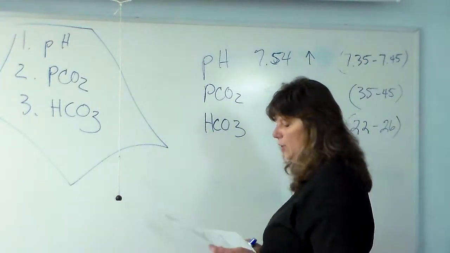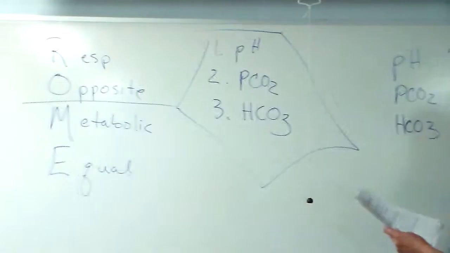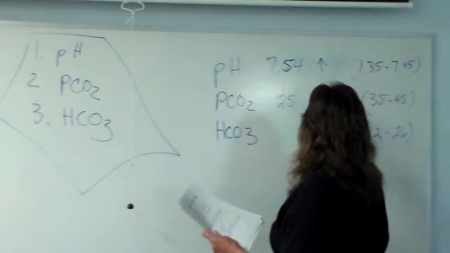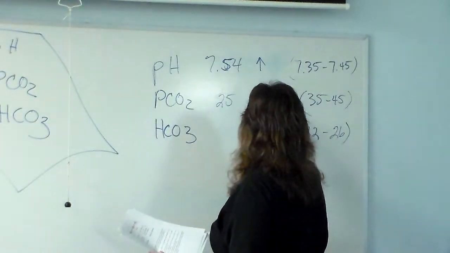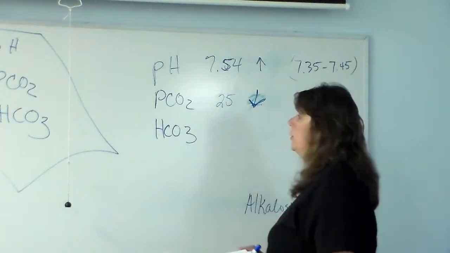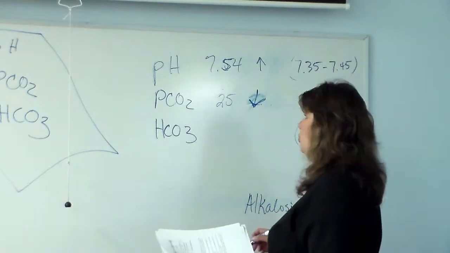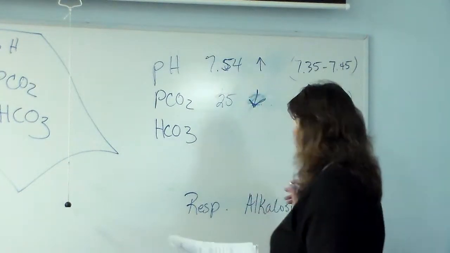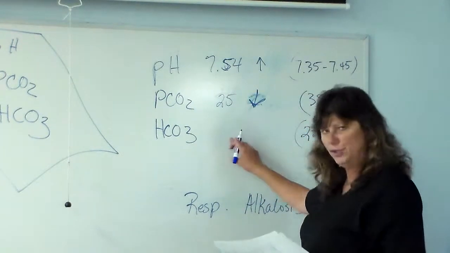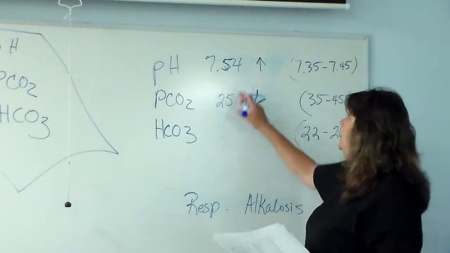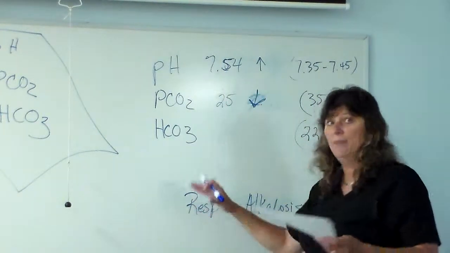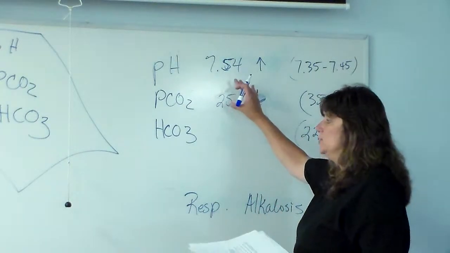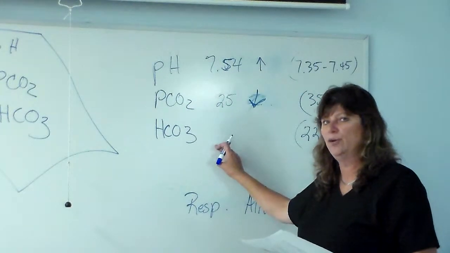Respiratory opposite, metabolic equal. Our PCO2 is 25. Uh-oh. This is low. It's low. What are we looking at, folks? Respiratory opposite. So we have a case of respiratory alkalosis, but do we need this key piece here? Yes, we do. I need to know if this is even being compensated for at all. If it is, okay, I know what it is. It's whether or not now it's being compensated for.